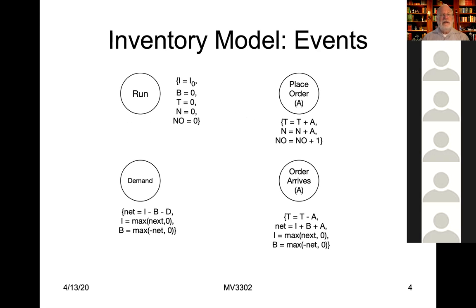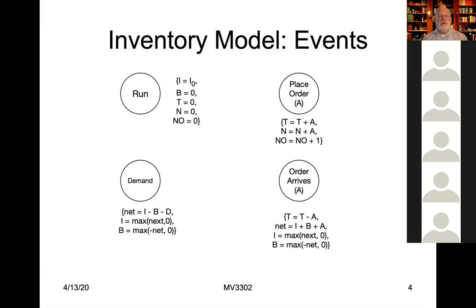the initial on hand I is our initial amount, that I sub 0, and again that could be any number from 0 up to some arbitrary value. And all the other state variables are going to be initialized at 0. The number of back orders, we're going to assume that we have no back orders at the beginning. T, the total amount that's on order, we're going to assume that we just start fresh. Okay, so that's the run event.